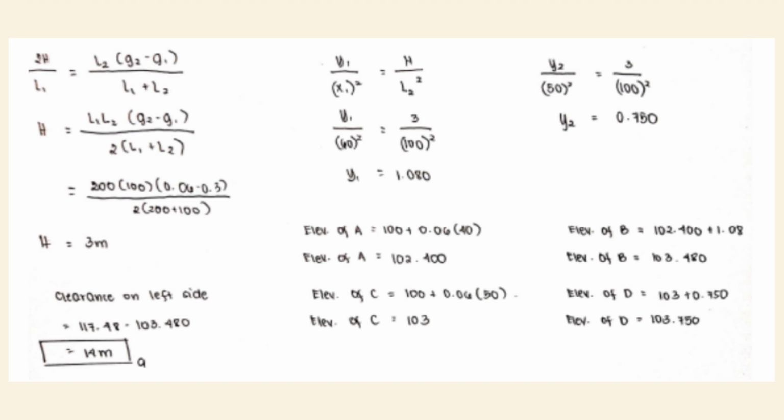Substituting the values that we have, it will be 200 multiplied by 100 times 0.06 minus 0.03 divided by twice the sum of 200 and 100. Solving the equation, we have H is equal to 3 meters. Now that we have the value of H, we can now solve for Y sub 1 and Y sub 2.